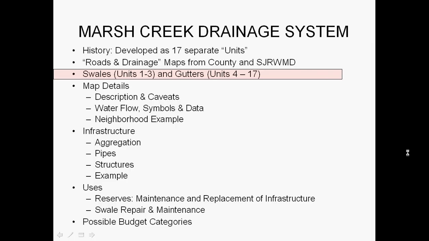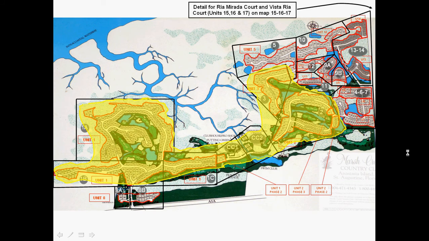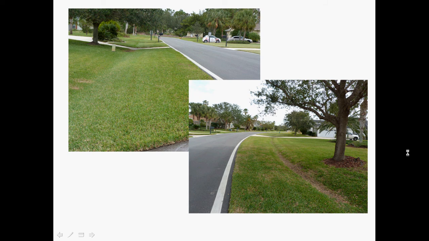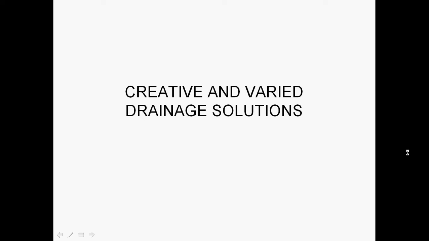A quick discussion of swales versus gutters and curbs. The sections with swales are highlighted here. That's what they look like. There were various ways owners dealt with drainage issues on their property, some of which were quite interesting and creative.